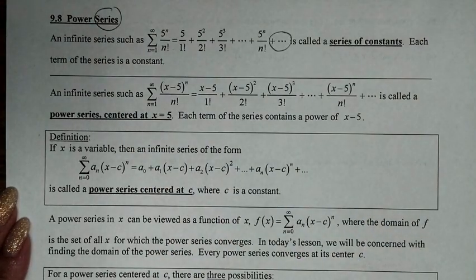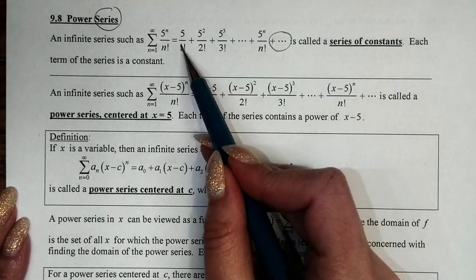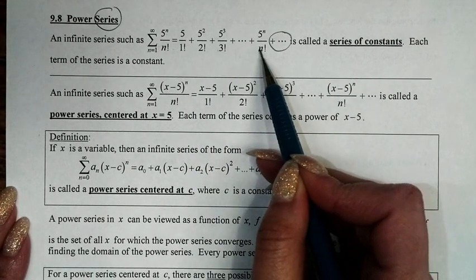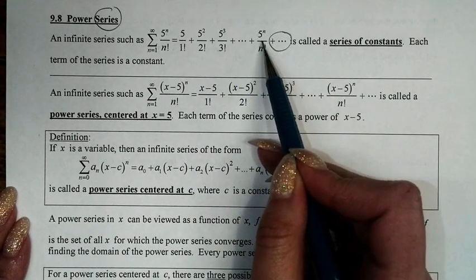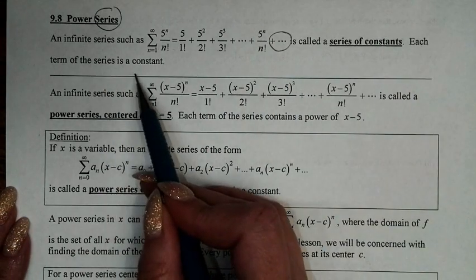So this is a series of constants because if you analyze each of the terms, this is a number, this is a constant, this is another constant, this is another constant, very big or very small, but it's going to be a constant. Each term of the series is a constant.